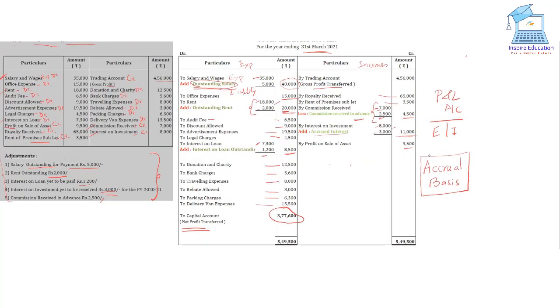So this is the total profit and loss account. If there is any question, please ask. Please mute. Others, please mute. Those who are not speaking, please mute.